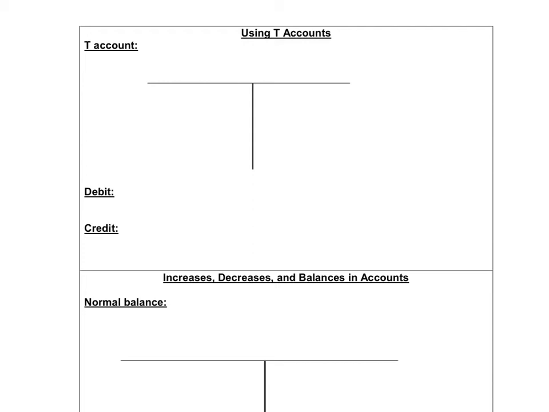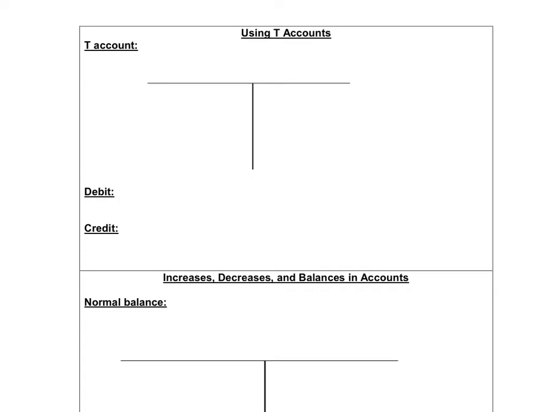We are starting Chapter 2, and we're going to be learning about T accounts. So in Chapter 1, we just talked about how transactions affected the accounting equation, and then we put them in that little table and showed how it affected the accounting equation.